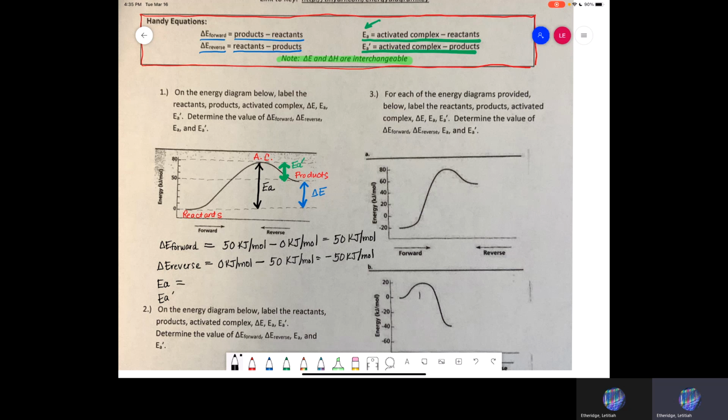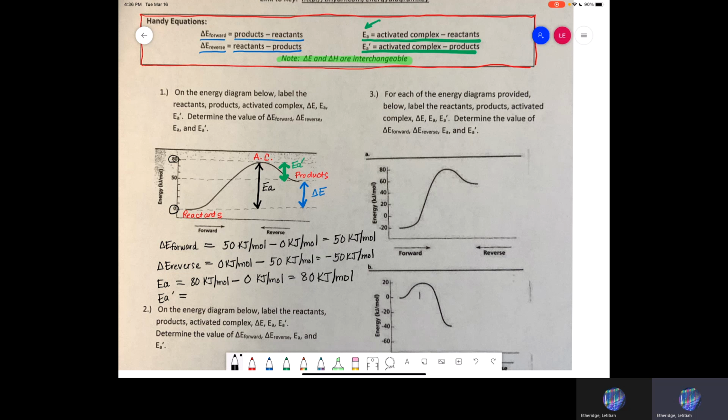Next thing, it's asking me for EA. So EA, if you take a look at your definition, is going to be activated complex to the reactants. Your activated complex is sitting up here at 80. So it is going to be our activated complex, which is 80 kilojoules, minus our reactants, which are here at 0 kilojoules per mole. So that means that this is going to be 80 kilojoules per mole.